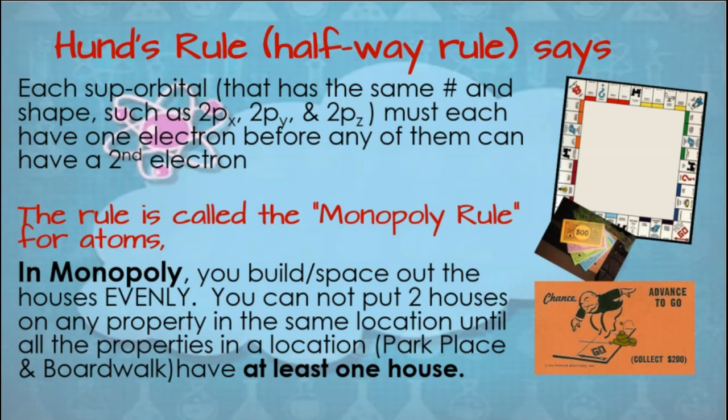If you've ever played Monopoly, you know that when you have all the houses on a street, you put one house on one place. You can't put a second house on the same place, like Park Place, unless Boardwalk has a house. Once you have a house in both of them, then guess what? You can add a second house. And in this particular case for electrons, the maximum number of houses you can have is 2. We're talking about electrons, though.